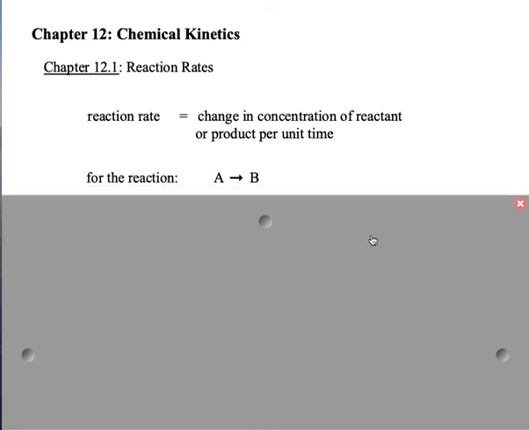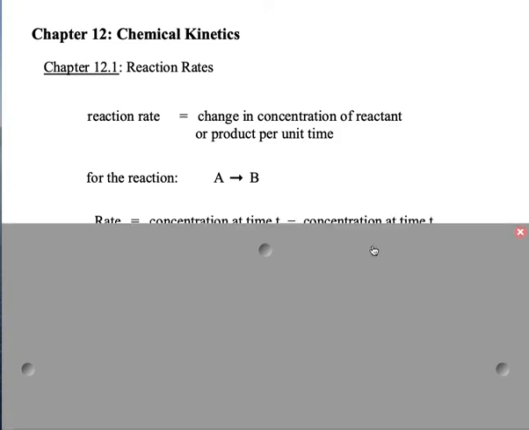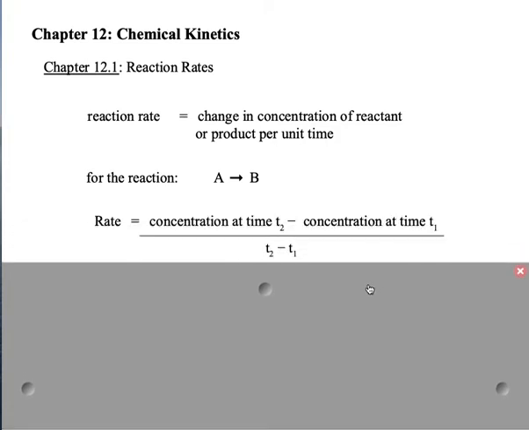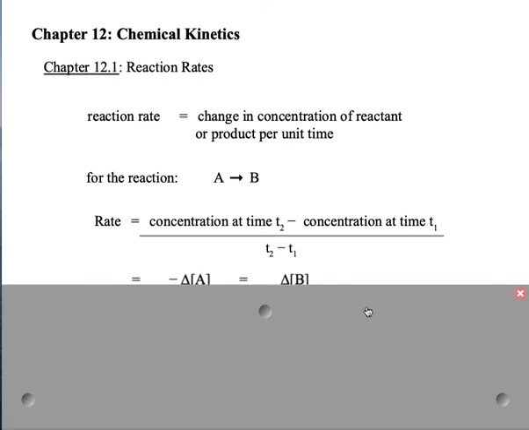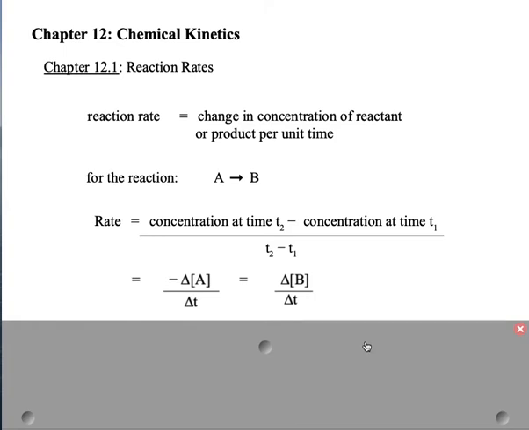So for the generalized reaction, 1 mole of A reacts to form 1 mole of B, we can calculate an average rate over a time interval by subtracting the concentration at time t1 from the concentration at time t2 and dividing by t2 minus t1. So that's the change in concentration divided by the change in time. I will express that as negative change in concentration of A over change in t, which is equal to the change in concentration of B over the change in t. Because the concentration of A is decreasing, the change in concentration of A is negative, but by convention, reaction rates are always positive quantities, hence the negative sign before delta A.